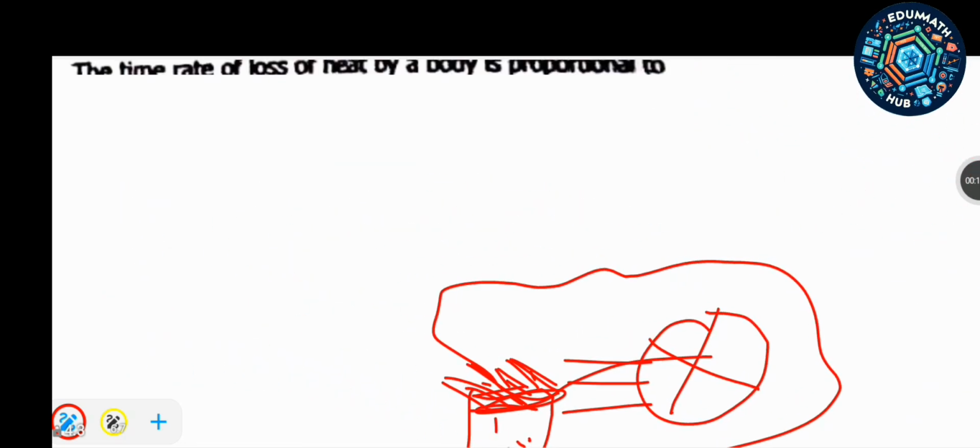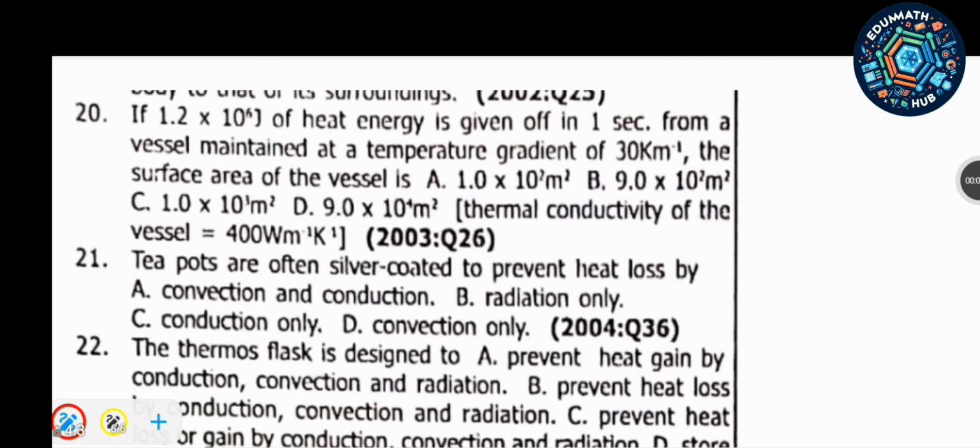So that's the answer. For this next question, we are told that if 1.2 times 10 to the power 6 joules of heat energy is given off in 1 second from a vessel maintained at a temperature gradient of 30 Kelvin per meter, this is not kilometer, take notes, the surface area of the vessel is... So this is Newton's law of cooling. So you need to use the formula. I'll give you the formula now.